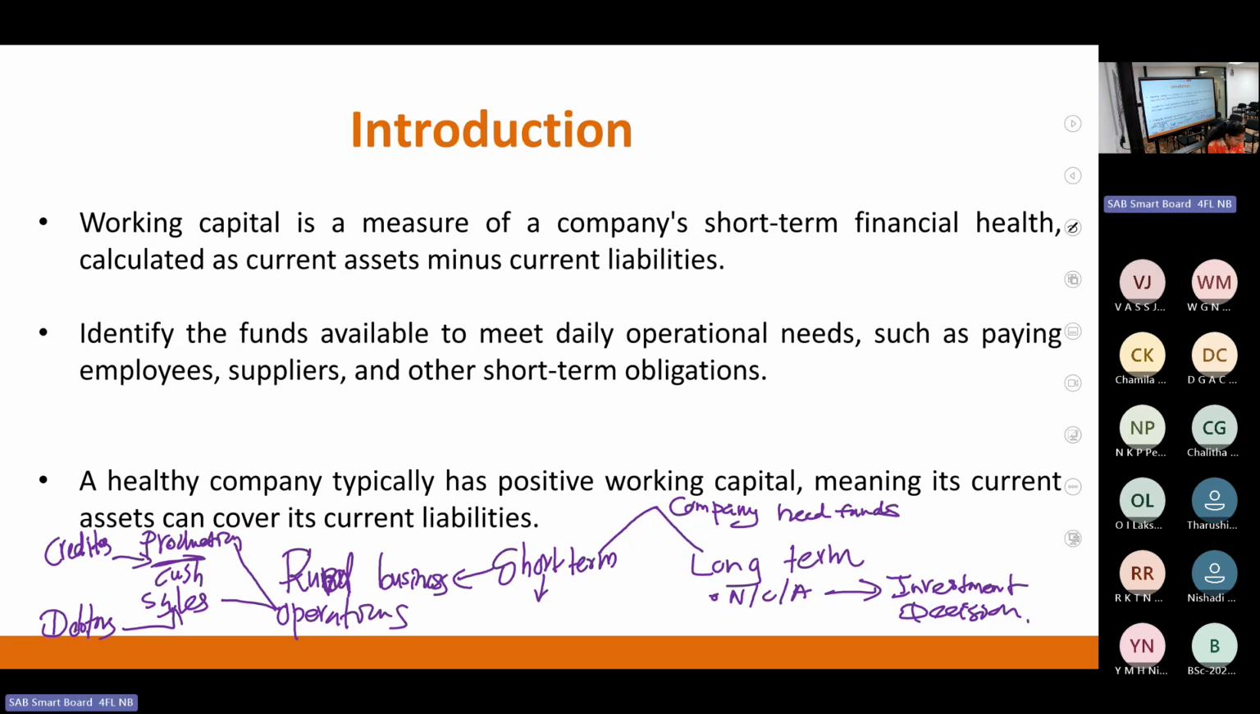Yes, we produce and we sell. What is that item? We make it, we sell it, what is that? Inventory. Exactly, very good. That is inventory.